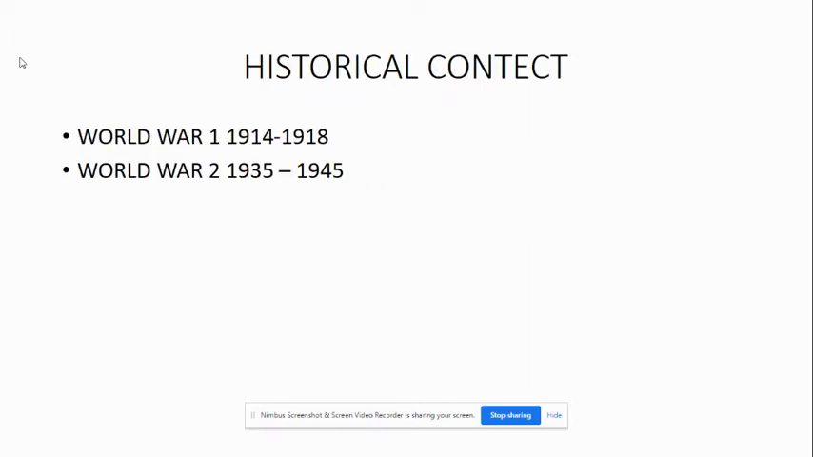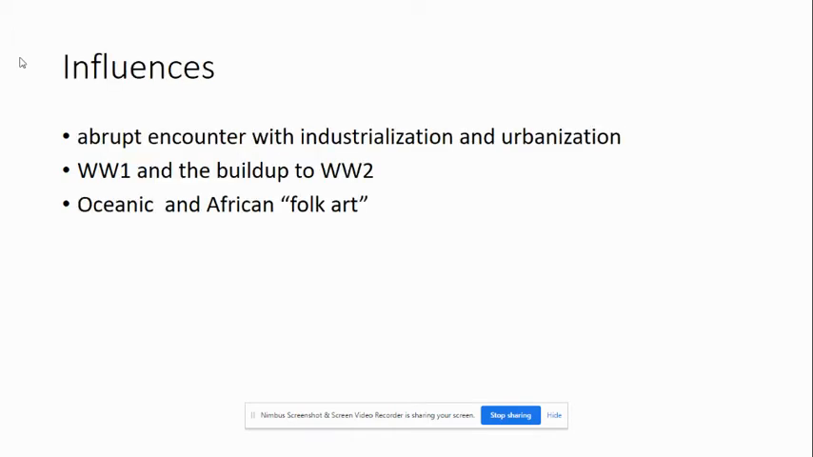And just to remember, World War One was a 4-year war, 1914 to 1918, and World War II started not too long after. So less than 20 years went by, and we were in another World War that lasted for 10 more years. Some of the other influences, obviously, are World War One and World War Two, which had a huge influence on the artists' lives, but also an abrupt encounter with increasing industrialization of people's lives, and urbanization, meaning the growth of cities and people having to move into cities.